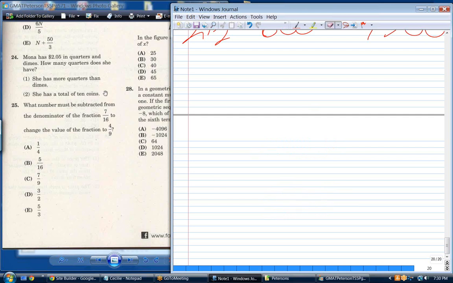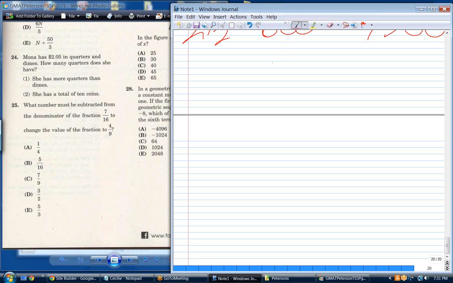All right, let's look at 24. Let's do one more data sufficiency. Mona has $2.05 in quarters and dimes. How many quarters does she have? Well, you can easily say number 1 doesn't count. We can't determine it from number 1? No. Well, I'm not so sure we can easily rule it out.